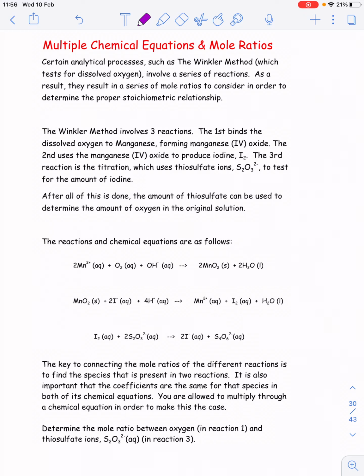Okay, a quick video to look at examples where you're given multiple chemical equations, and therefore you need to be able to work through the multiple equations to figure out what's the relevant mole ratio for your stoichiometric calculations. So this is usually related to a titration question, a stoichiometry question.